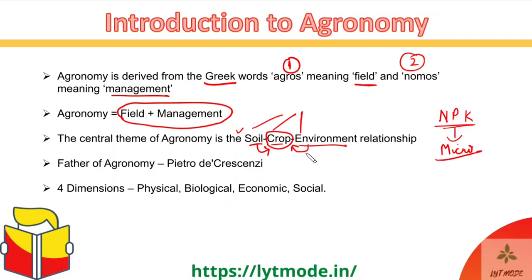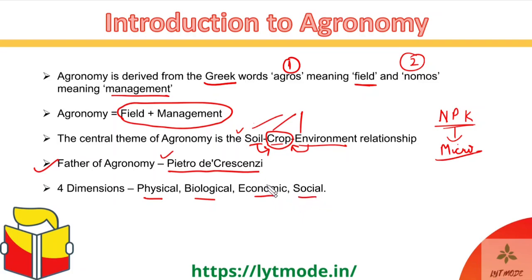their relationships vary. Okay. Next, there is a fact that the father of agronomy is Pietro de Crescenzi. Okay, I don't know how you want to pronounce it, because again it's not a standard English word. But whatever matters is that you should know these spellings, because ultimately that is what's going to matter in the examination. So Pietro de Crescenzi is the father of agronomy. Then there are four dimensions of agronomy. The first dimension is physical, then biological, then economic, and finally social.